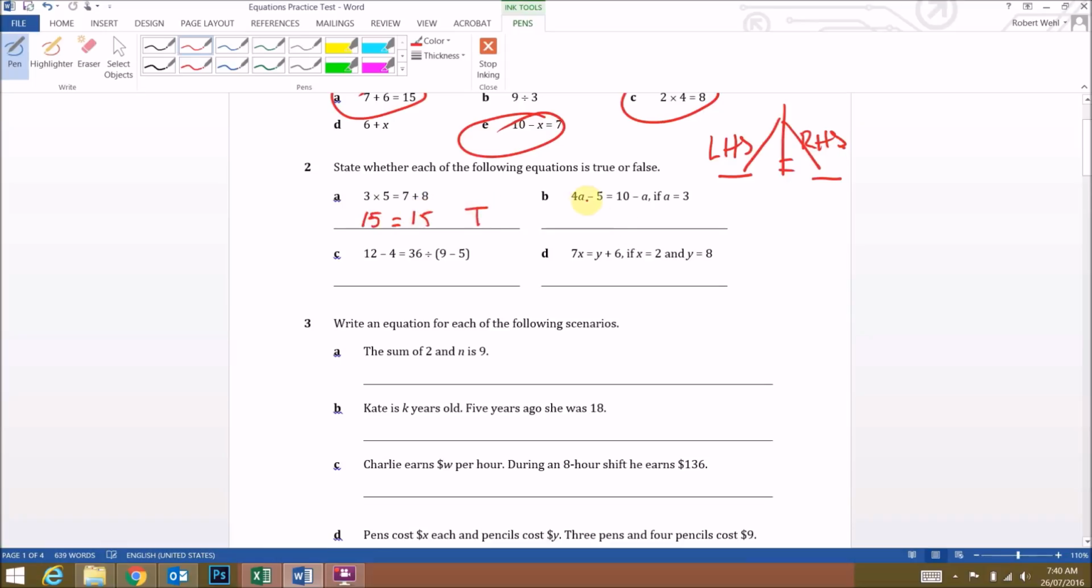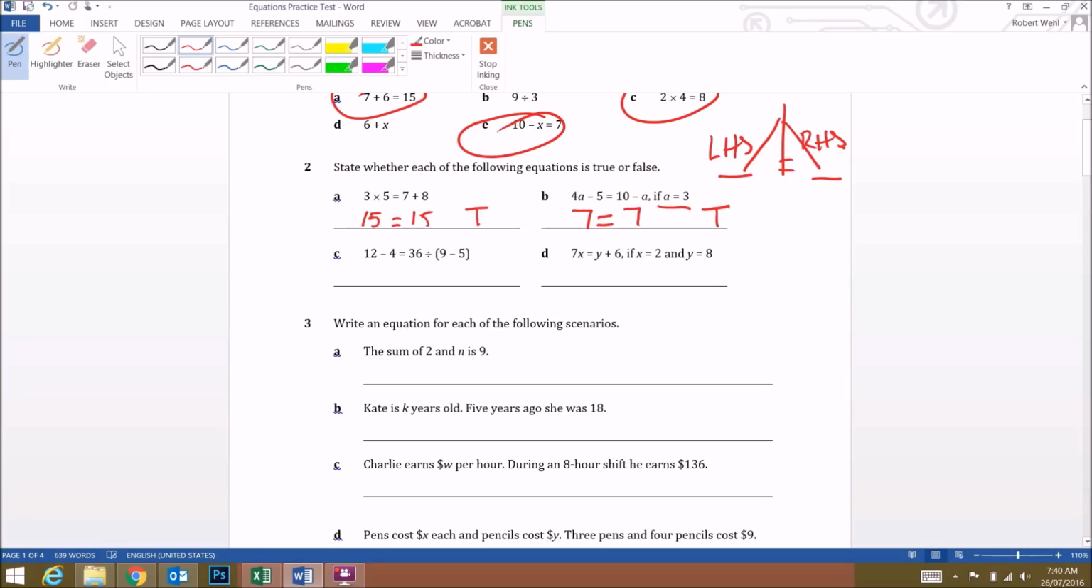For B, 4A minus 5 equals 10 minus A, and that's if A equals 3. So 4 times 3 is 12. 12 take 5 is 7. And here 10 take A, which is 3, is 7. That means that B is also true.